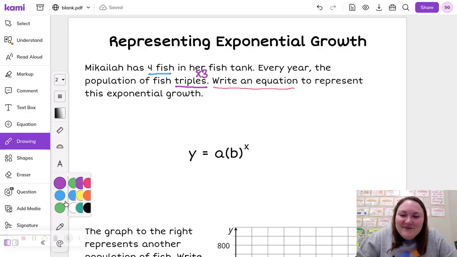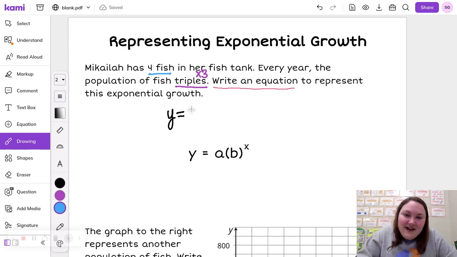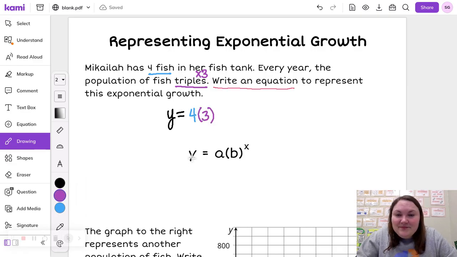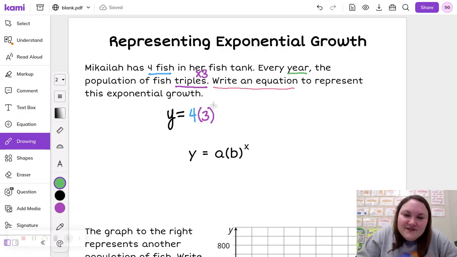And so we're starting with our 4 fish. So when we write our equation, we could say maybe our total number of fish, we start with that 4, and then it is tripling. So that 4, I would multiply by the number 3. How many times does it triple? Well, that depends on how many years go by. So I am going to multiply by 3, however many years there are. So that is where our exponent comes in.